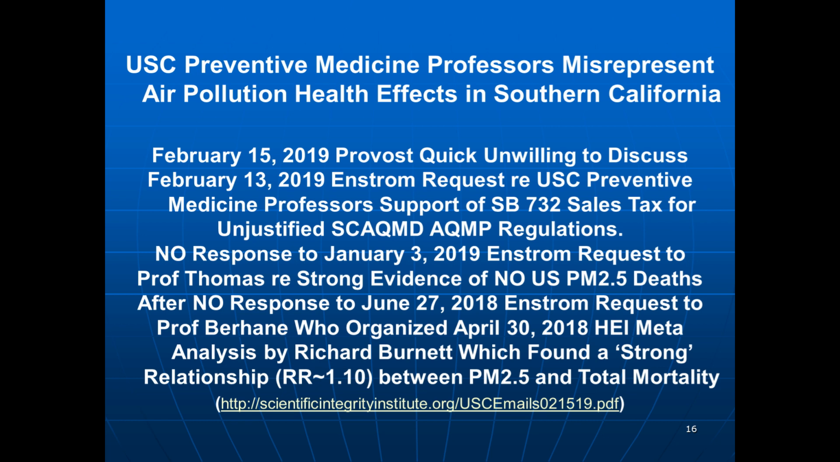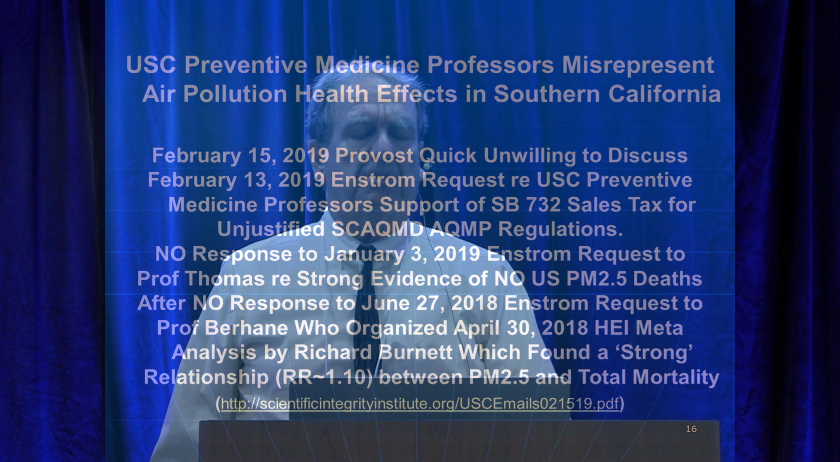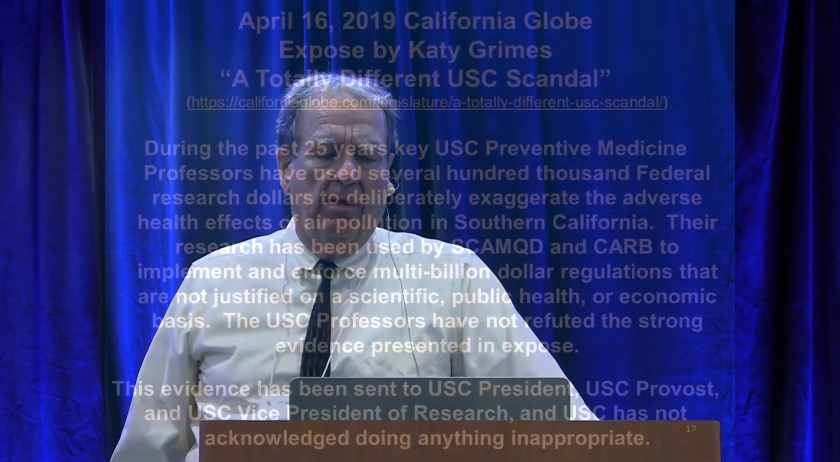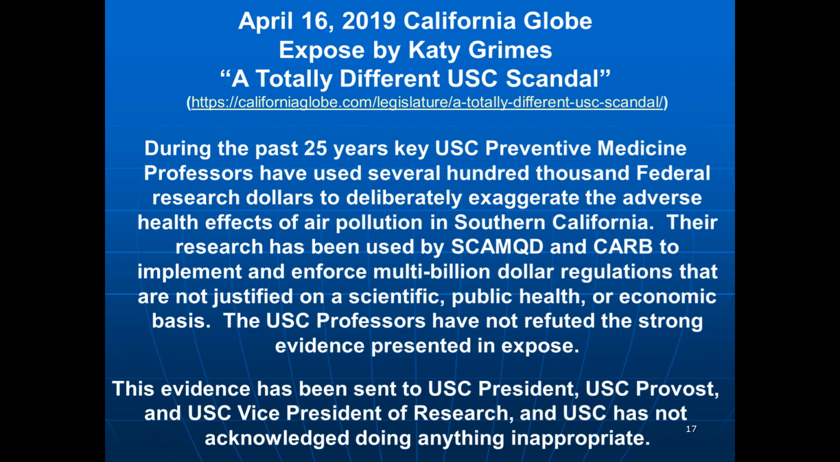This is important because the regulatory agencies are proposing a sales tax. It's called the SB 732 sales tax, and it would apply to everybody in Southern California for more regulations that aren't scientifically justified. This was written up by an investigative journalist in April this year, Katy Grimes, in her publication California Globe, and it's called "A Totally Different USC Scandal."